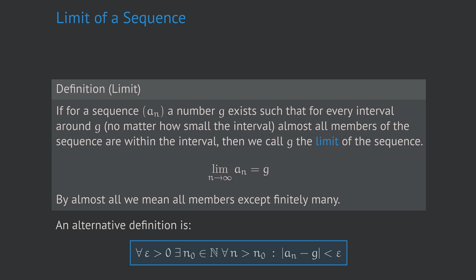There is an alternative, equivalent way of saying this. It is very condensed and we will go through it sign by sign. It is read in the following way. For all numbers epsilon greater than 0, no matter how small epsilon is, there exists a natural number n0, such that for all natural numbers which are greater than this n0, the distance between g, which is our limit, and the member of the sequence with a number n is smaller than this number epsilon, which we have chosen in the beginning.